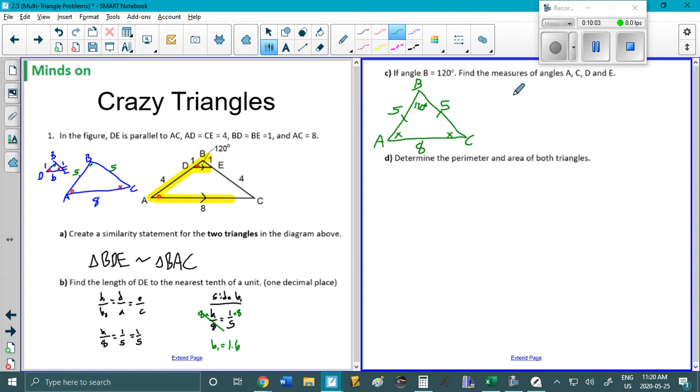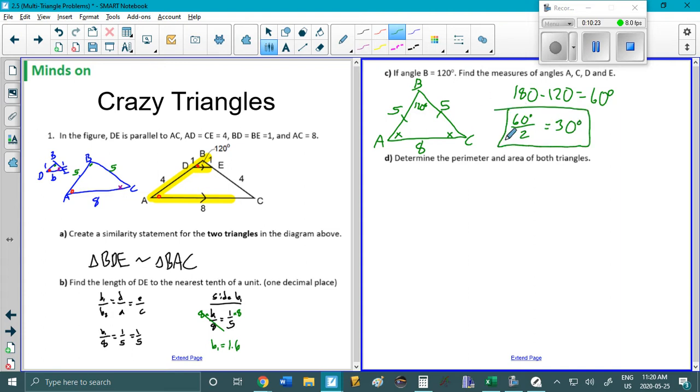So to find them, 180 is what we start with. We take away 120 and we get 60. So both of these angles add up to 60 and they're the same. So we divide by 2, we cut it in half and we get 30 degrees.